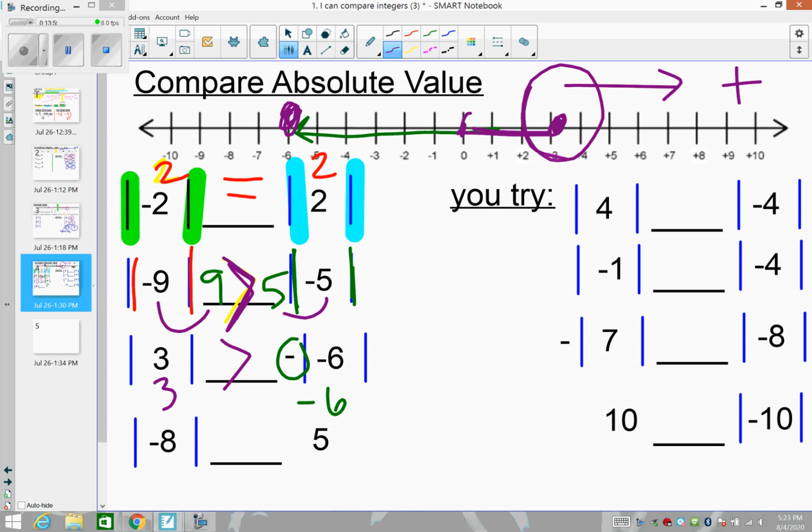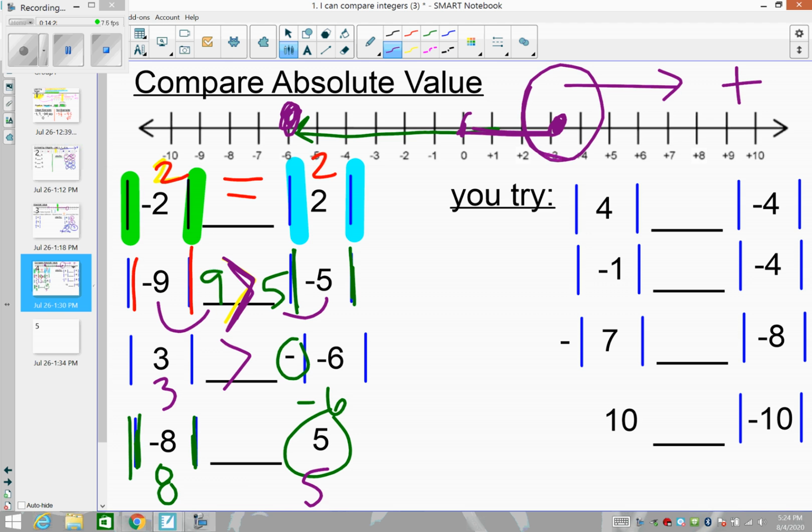Okay, last problem together, and then you're going to try 4 on your own, and then we'll go over answers. So the absolute value of -8 is 8. How far away from 0? And we're going to compare that to just the integer of 5. Notice this problem is not in an absolute value bar, so we don't have to make any decisions about that. It simply is just the integer of 5.